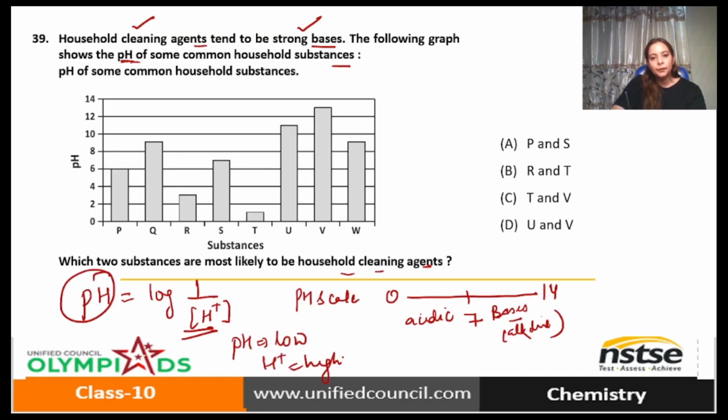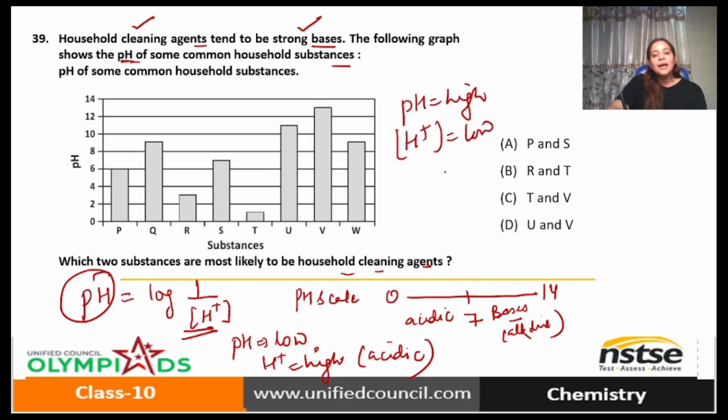You need to remember, the substance would be more acidic. In the same way, if the pH is high, that means the H positive ion concentration is going to be low and it is less acidic, or you can say that it is basic in nature.